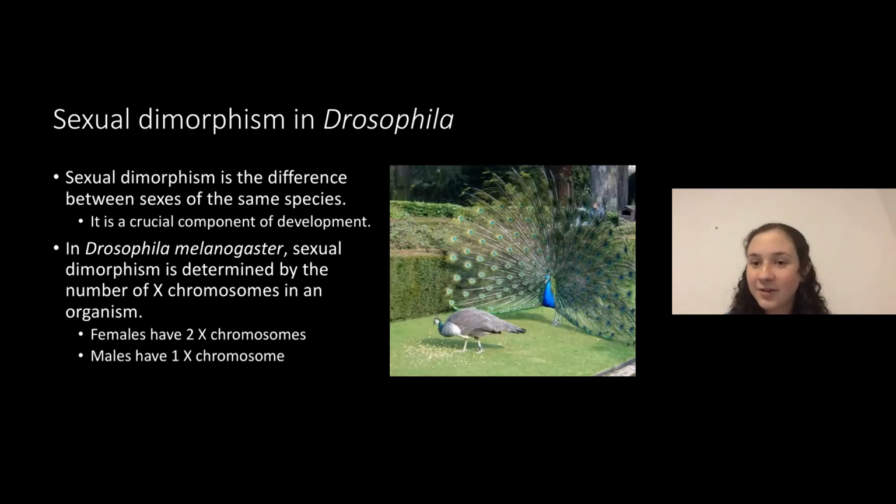And this is different than humans because for us, it's whether or not we have a Y chromosome that determines whether we're male or female. So the presence of a Y chromosome makes a human male. But in Drosophila, the presence of 2 X chromosomes makes a fly female and the default is male.